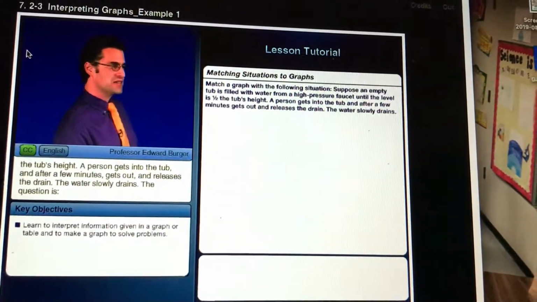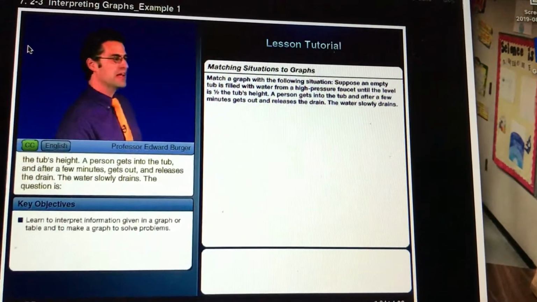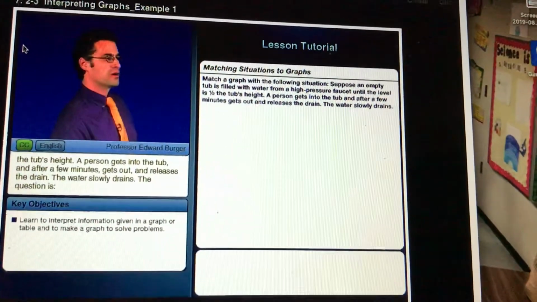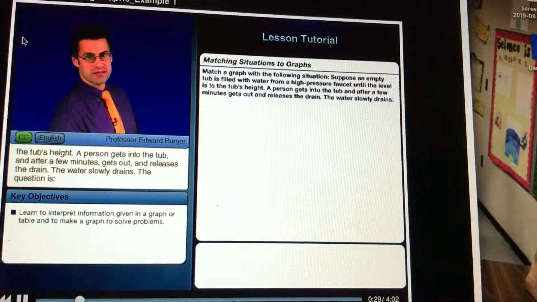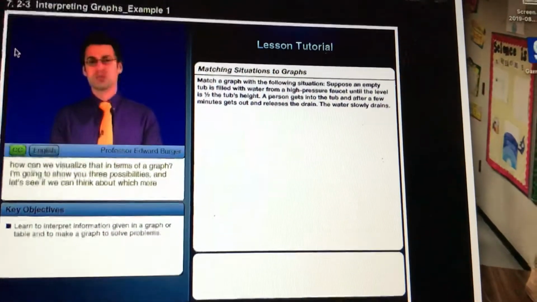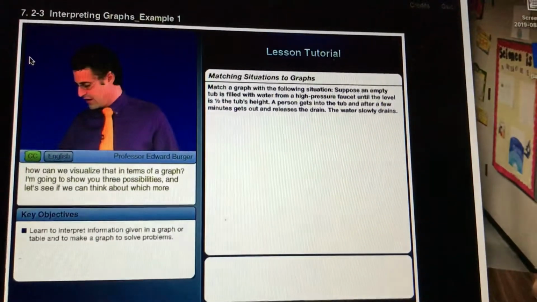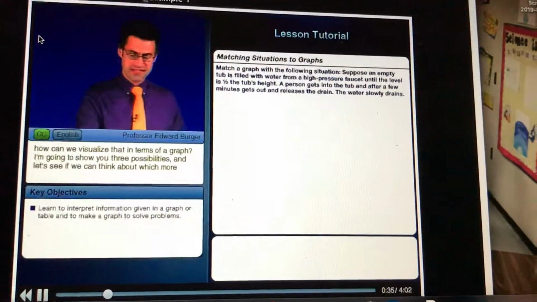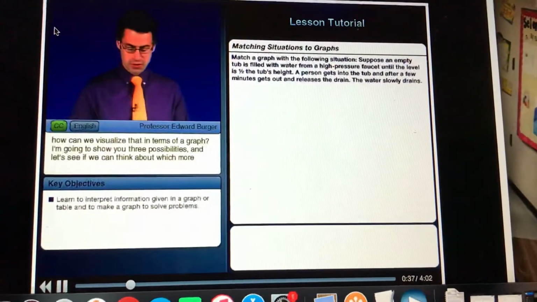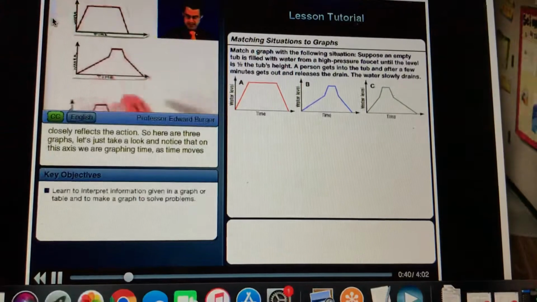A person gets into the tub and after a few minutes gets out and releases the drain, and the water slowly drains. Question is, how can we visualize that in terms of a graph? I'm going to show you three possibilities, and let's see if we can think about which one more closely reflects the action.